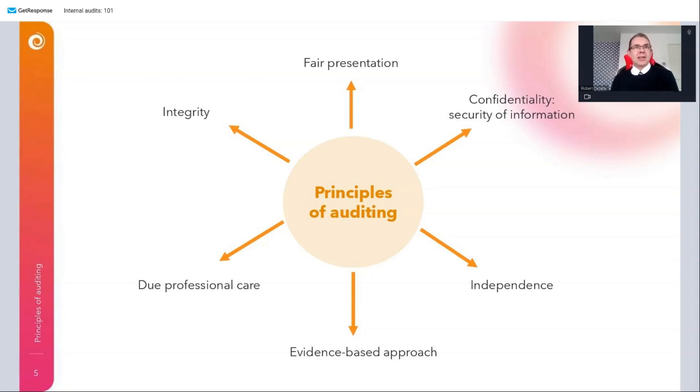Due professional care. So we all want to be treated with professionalism, with due care. The business wants to know that if an audit's carried out, there's impartiality in there as well, and also integrity. So there are many principles in there and nuances when auditing is carried out, but those are some of the main principles that people should be considering when they're undertaking auditing, or at least hoping to implement a plan for internal auditing.